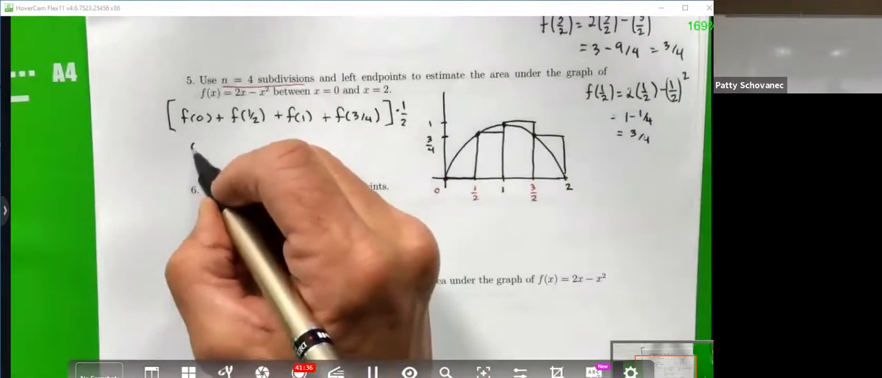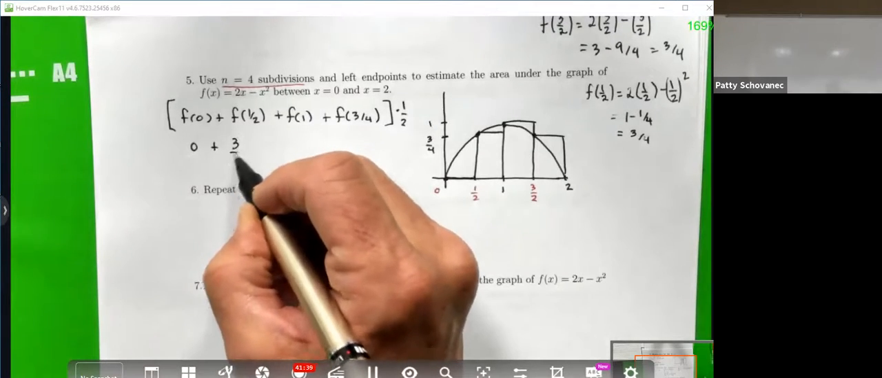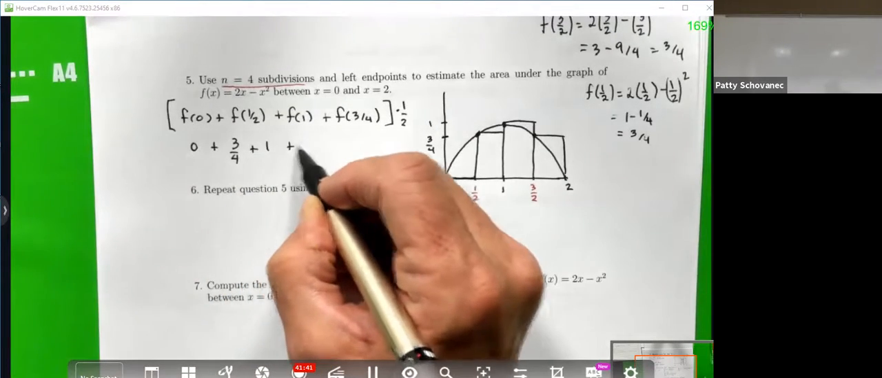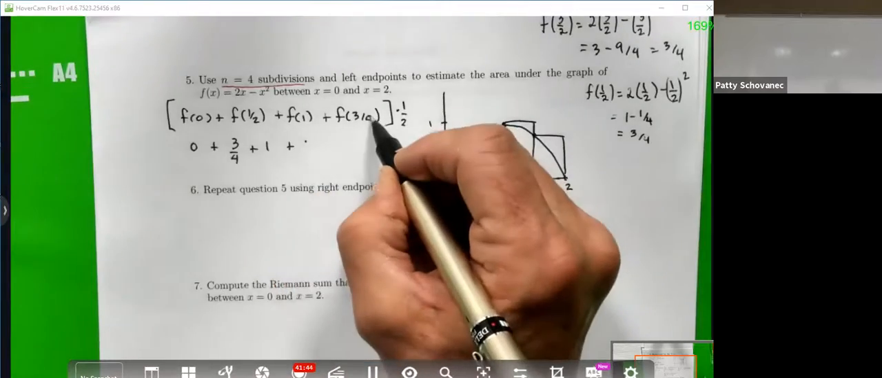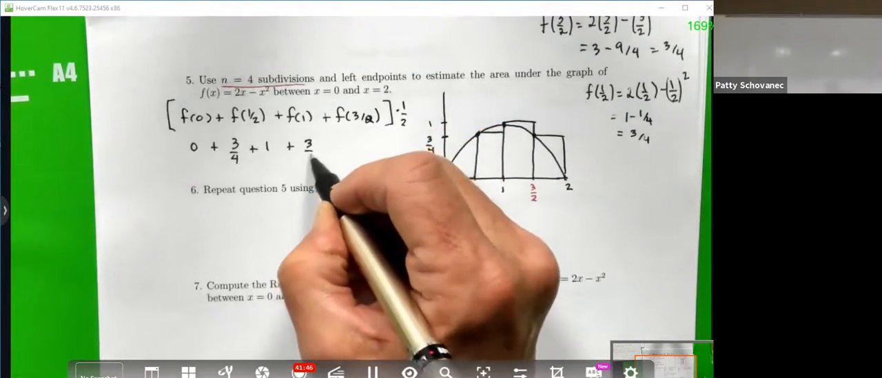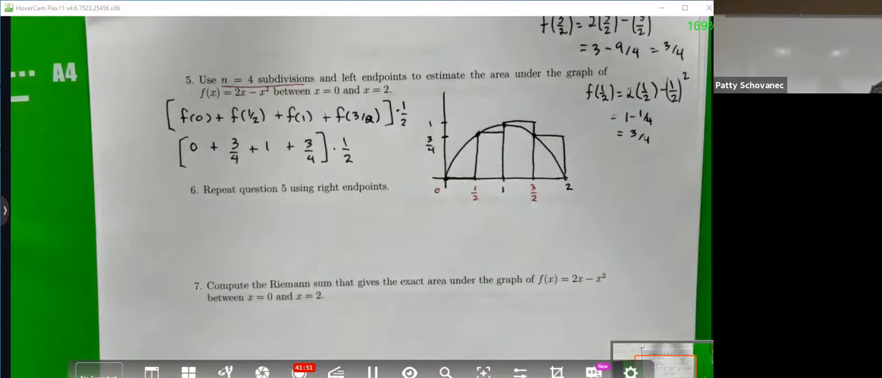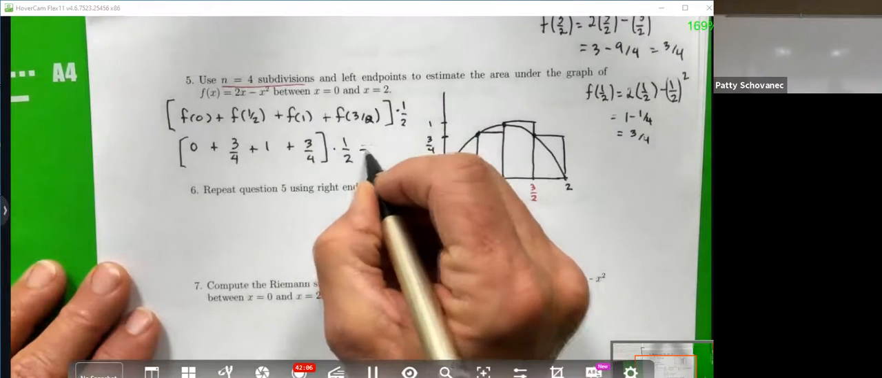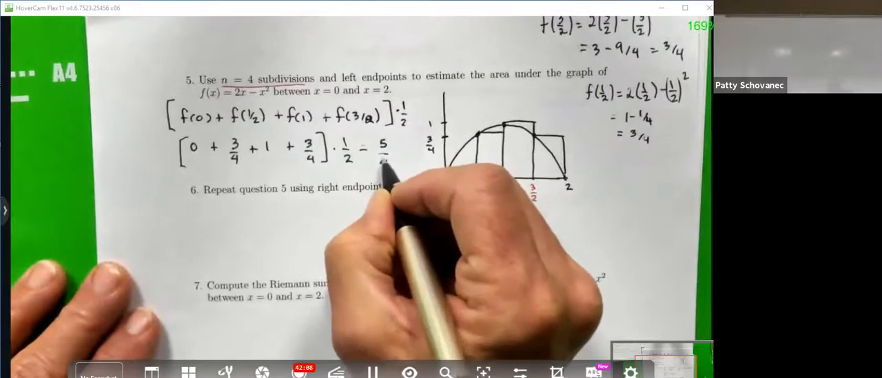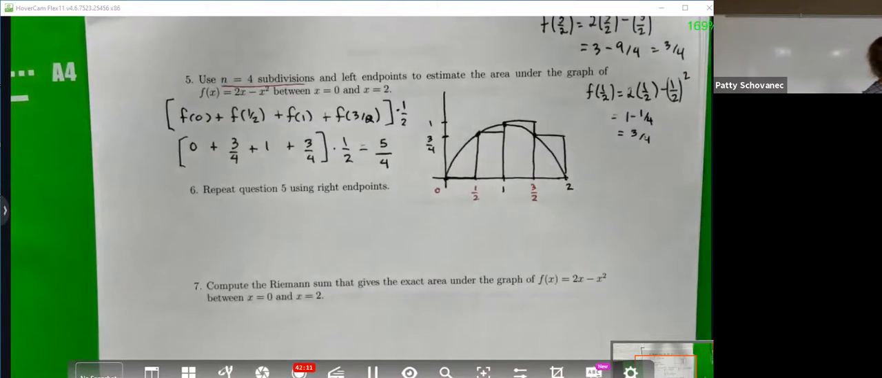F of 0 was 0. F of a half was 3/4. F of 1 was 1. F of 3/2 was also 3/4. So I have 1 plus 6/4, which is 1 plus 3/2. So that's 5/2 times 1/2. Is that what you got? 5/4? Anybody?